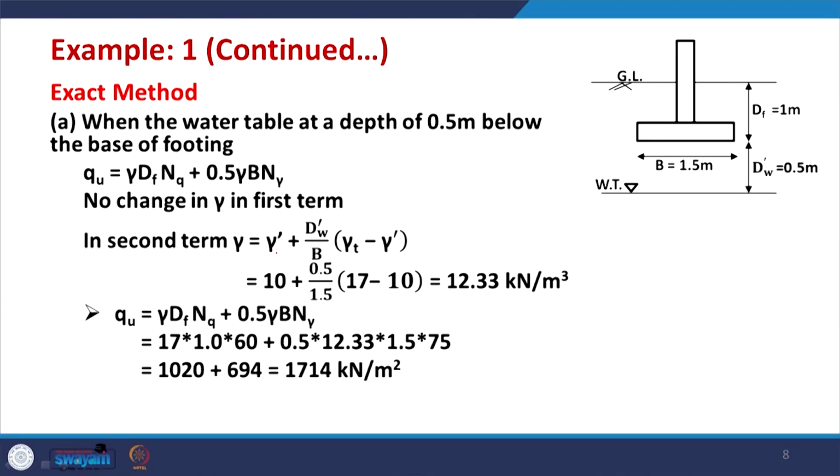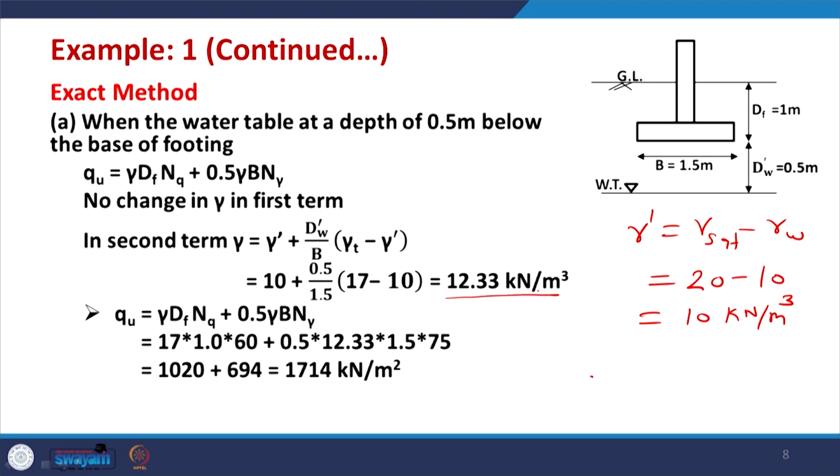So, for the second term, we calculate the effective unit weight using this relation: effective gamma is gamma submerged plus Dw dash divided by B into gamma t minus gamma submerged. Here you need to understand that gamma submerged is nothing but gamma saturated minus gamma w. The value of gamma saturated is already given as 20 and gamma w is 10. So, gamma submerged is 10 kilonewton per meter cube. Then you have gamma submerged plus Dw dash, the depth below the base of the footing, 0.5, divided by B, 1.5, into 17. So, you calculate 12.3.